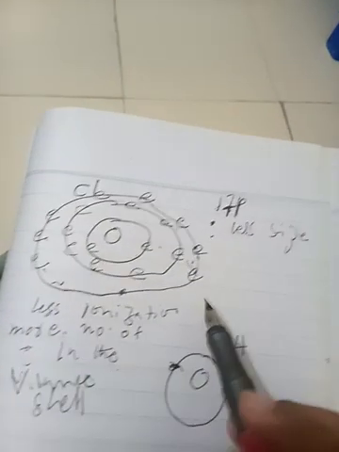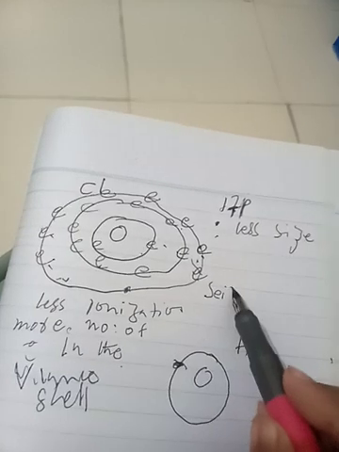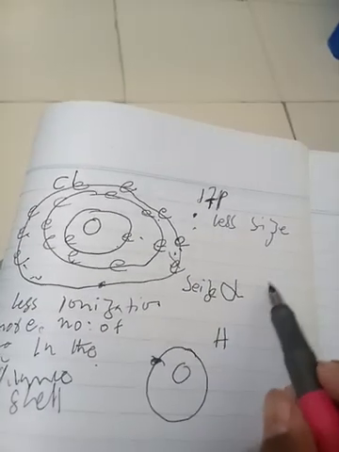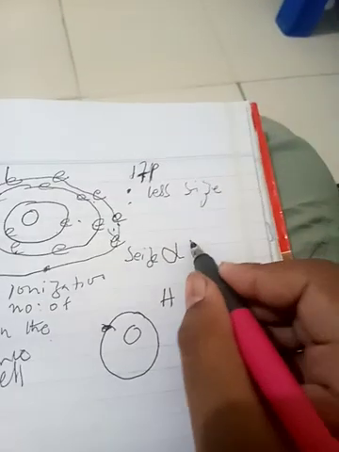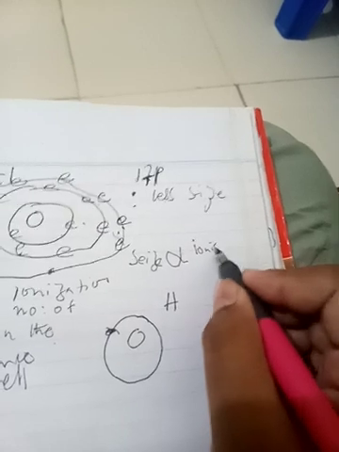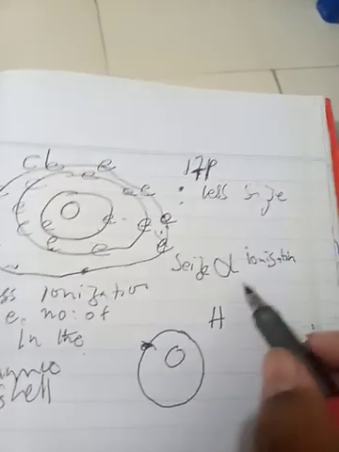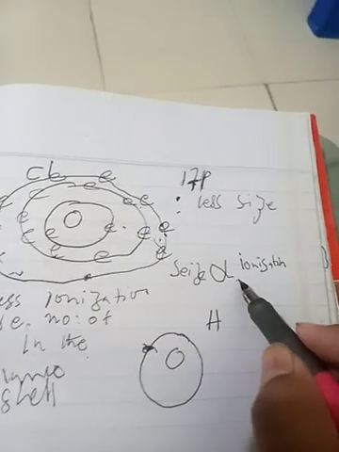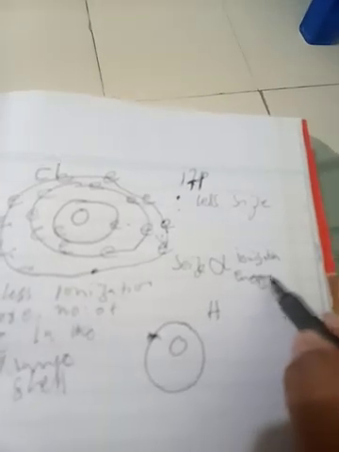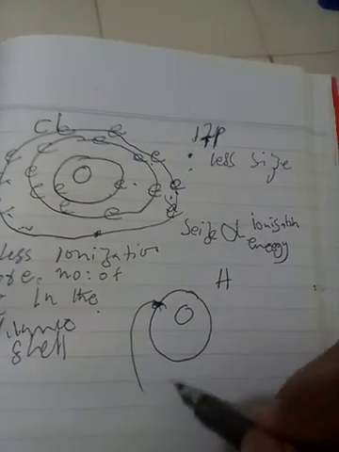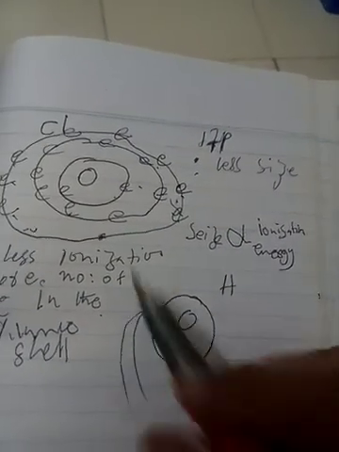So you may say atomic size is directly proportional to the ionization energy, and ionization energy is the energy required to remove an electron from the outer shell. If we have hydrogen, it can remove its electron very easily and very fast, as compared with chlorine.